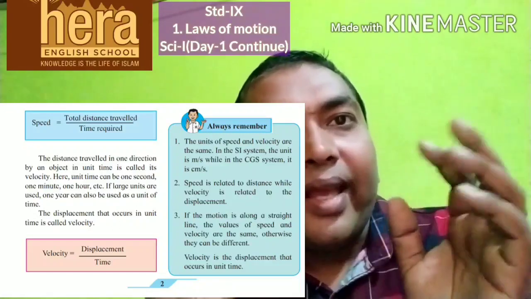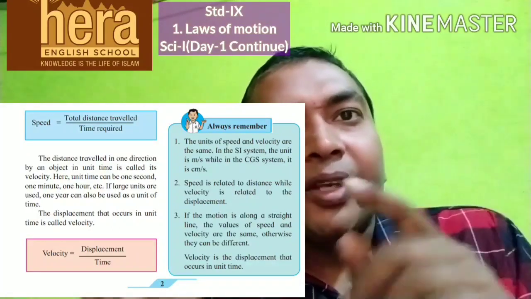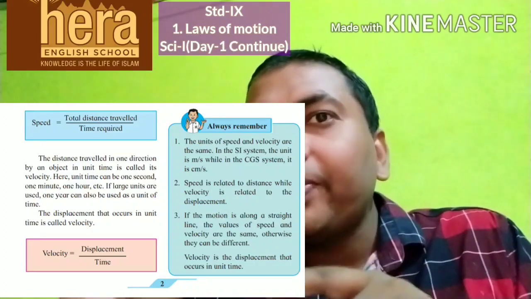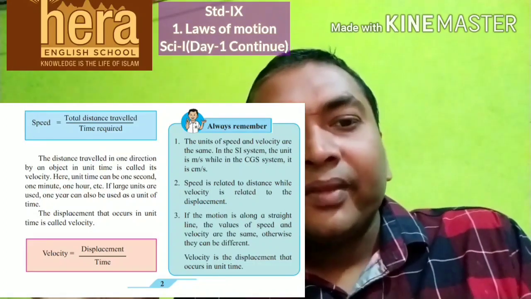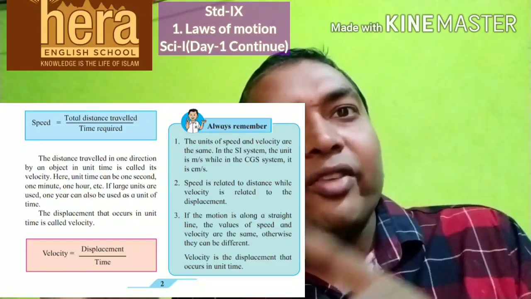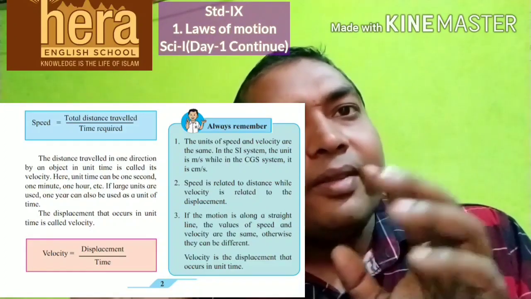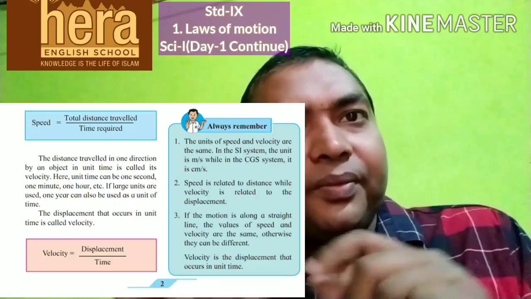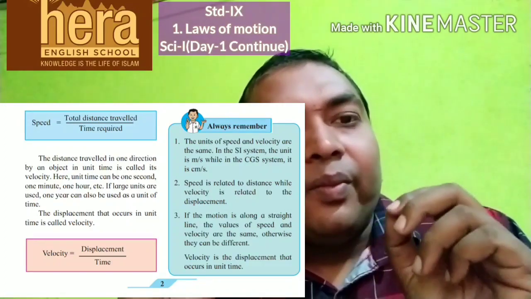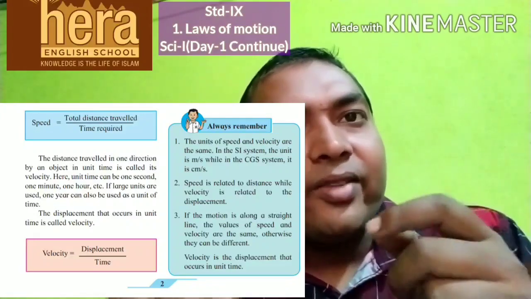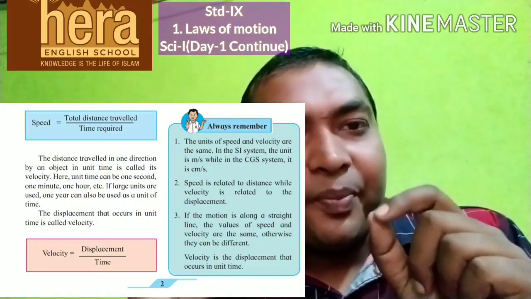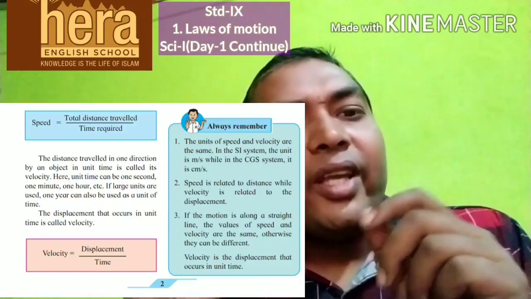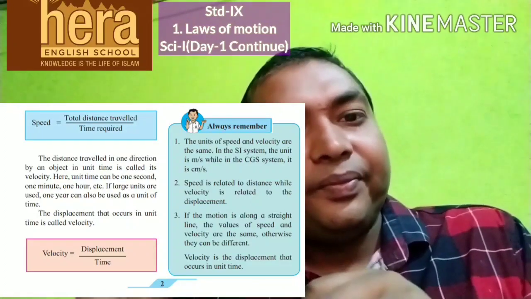Okay, the SI unit of speed is meter per second, and the SI unit of velocity is meter per second. Here units are the same. But the difference is speed is a scalar quantity, and velocity is a vector quantity.